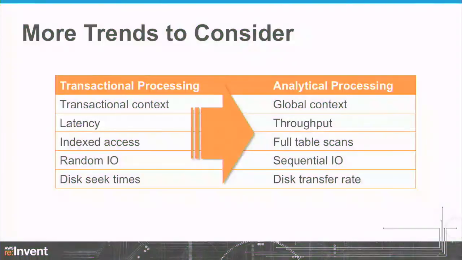So basically, when we are moving from transactional processing to analytical one, we see that the context has changed from transactional to global. The focus moves from the latency of each transaction to throughput: how many records could we process in a second? We are not using indexes anymore because we are doing a full table scan. We are not doing random I/O, we are doing sequential I/O. And we want to optimize our disk not for seek time, but for transfer. So basically what we actually need is different hardware, a different type of database, and this is why Redshift is running on this kind of optimized hardware for analytics.